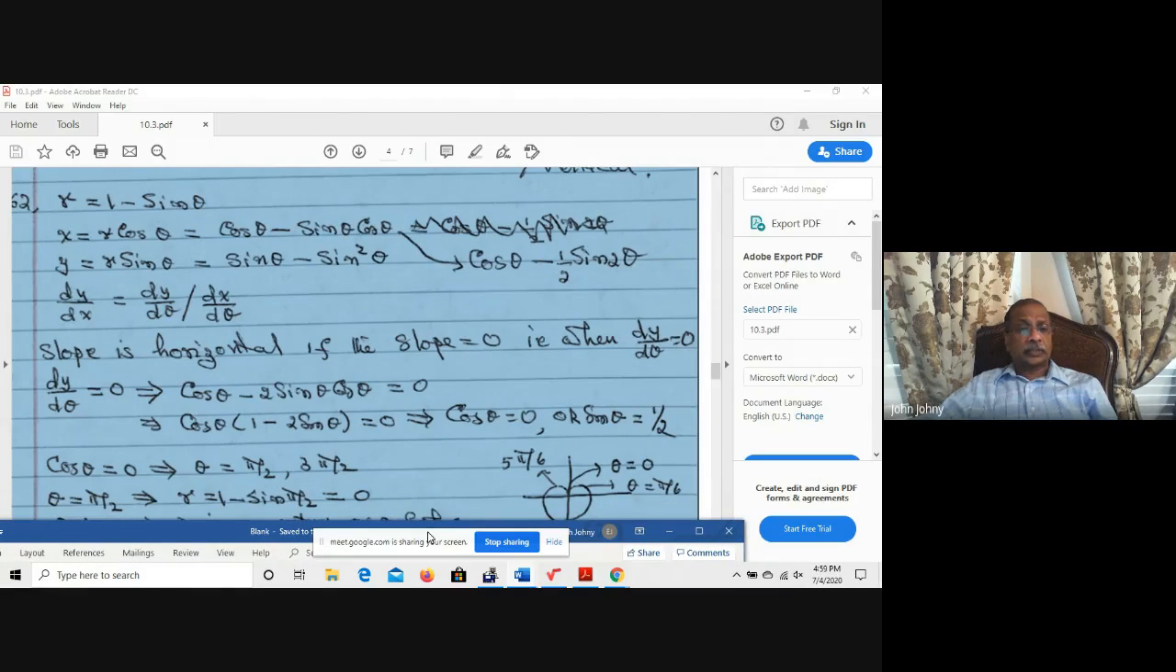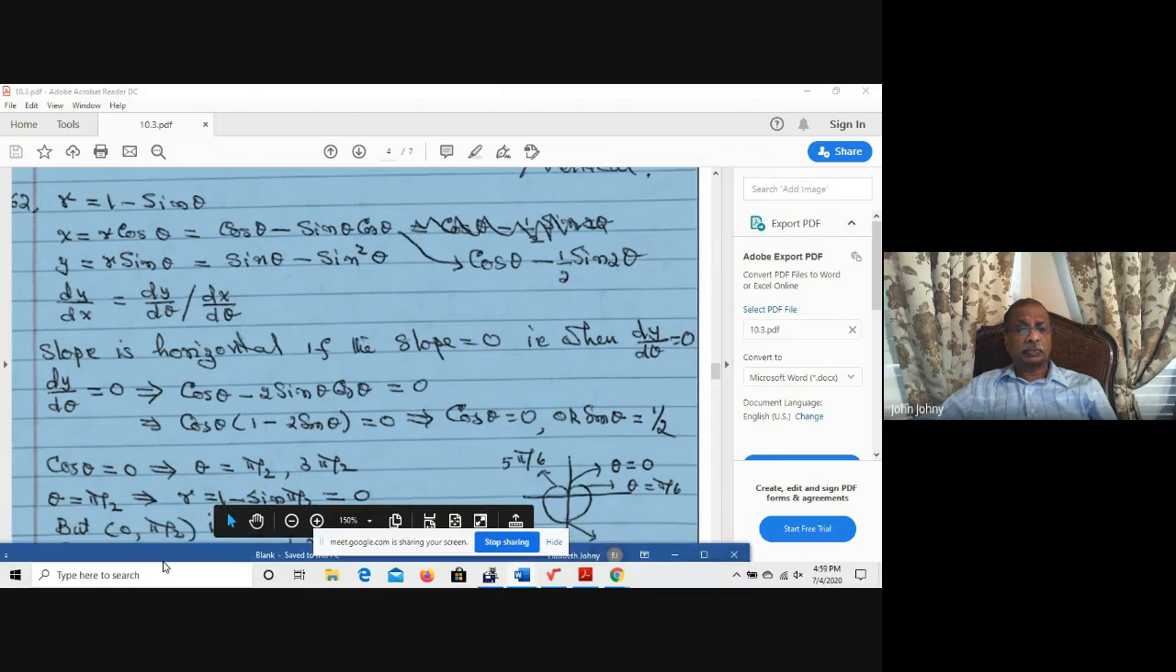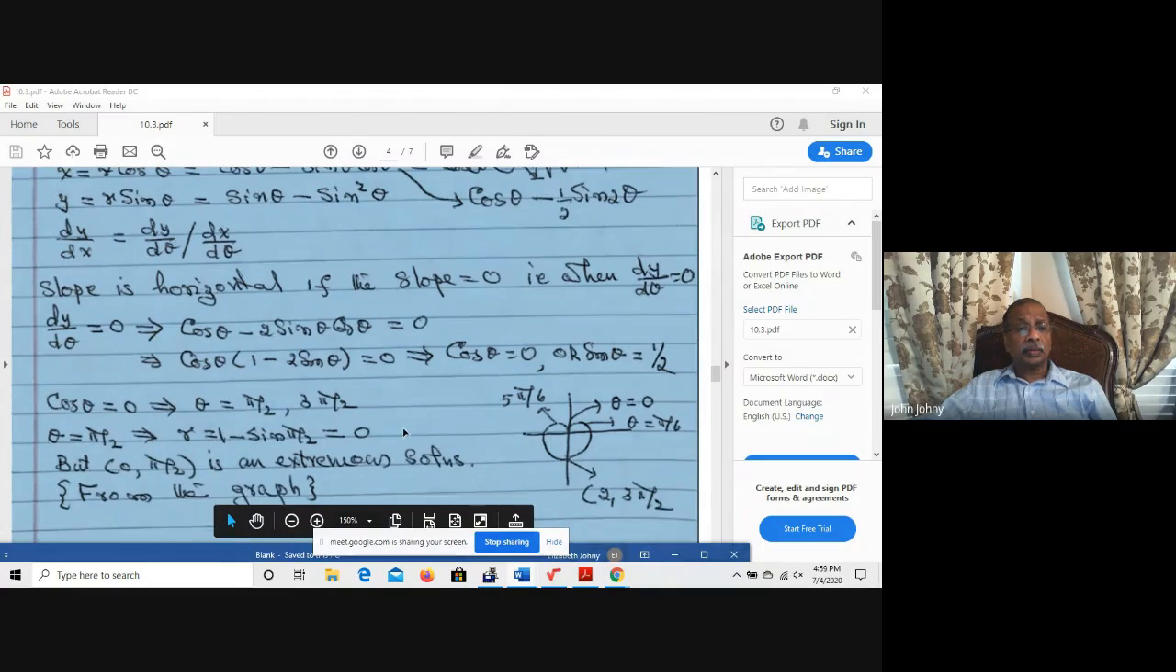Theta is equal to pi over 2 implies r is equal to 1 minus sine pi over 2, that is equal to 0. But 0, pi over 2 is an extraneous solution. You can see from the graph that the tangent line is not horizontal at the pole. So r is equal to 1 minus sine pi over 2. Sine pi over 2 is 1. So 1 minus 1, which is 0, that represents the pole. But at the pole, the tangent line is not horizontal. So this is an extraneous solution.